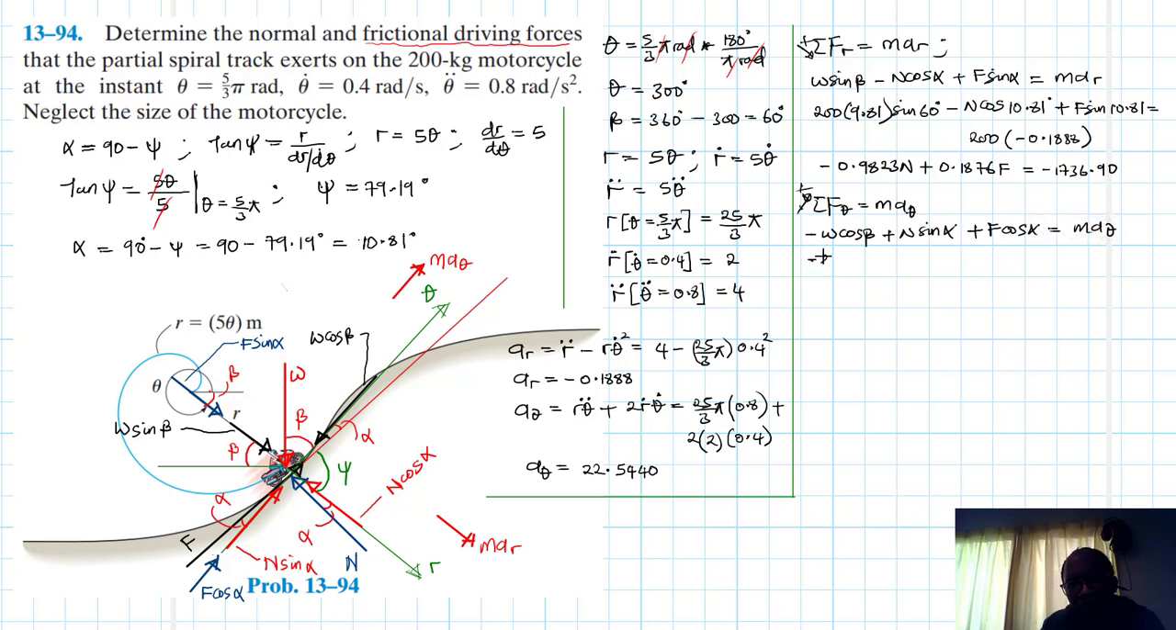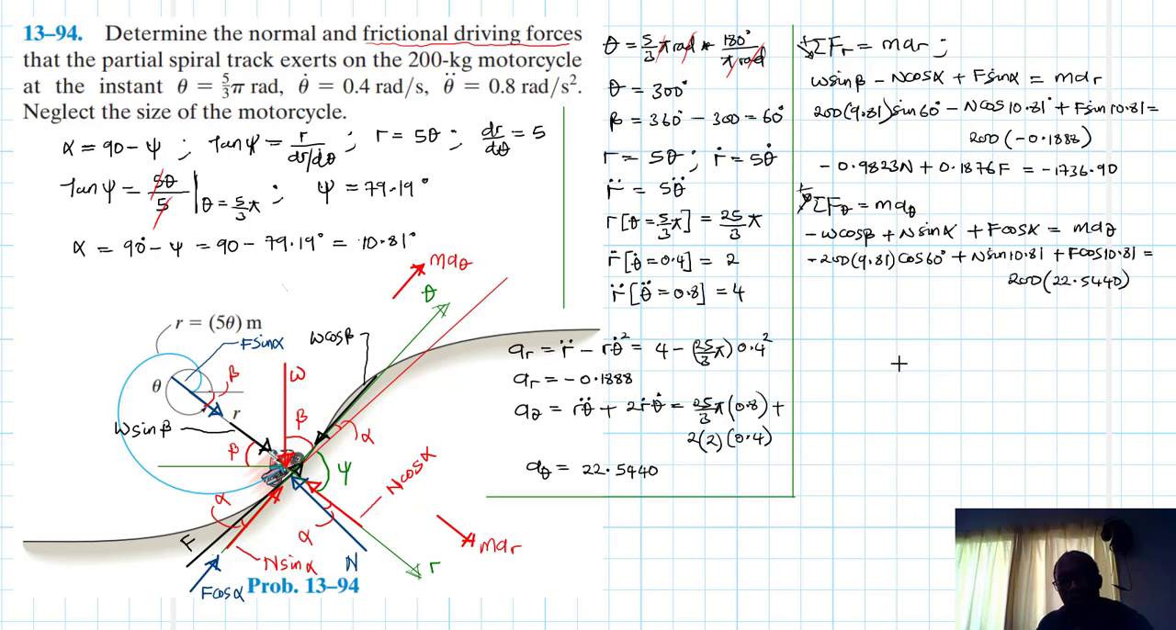So this is just 200 by 9.81 cos beta, which is 60, plus N sine alpha, which is 10.81, plus F cos alpha, 10.81, equals 200 by a theta, and a theta is 22.5440.